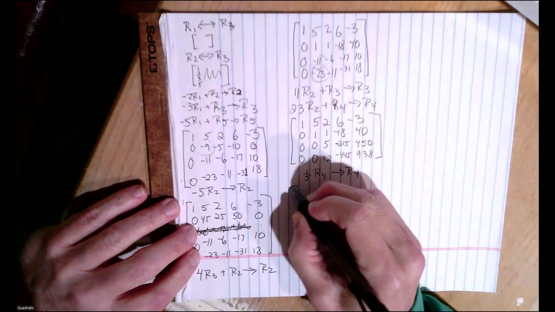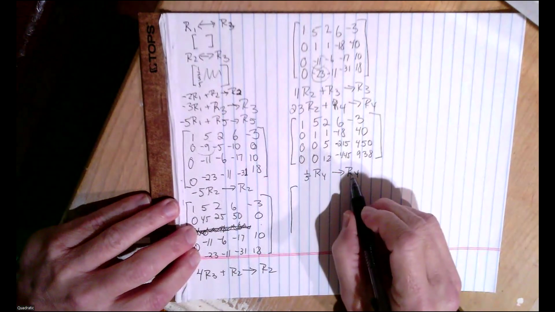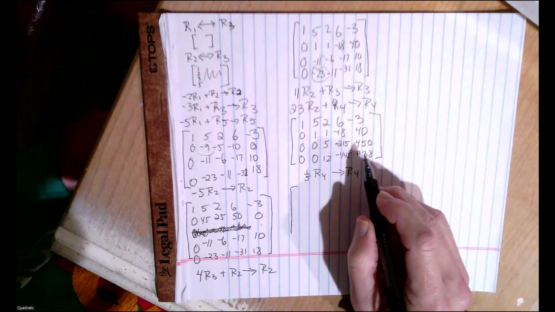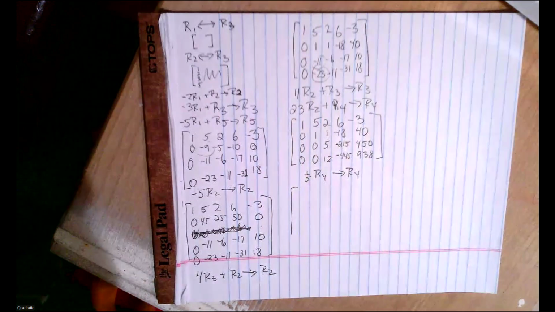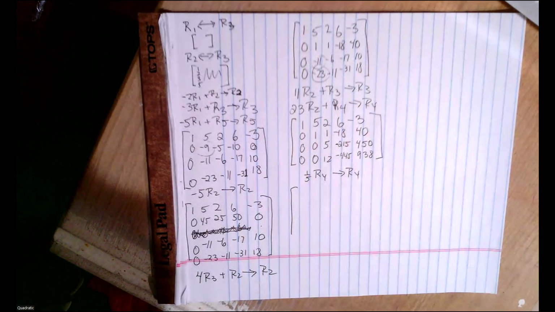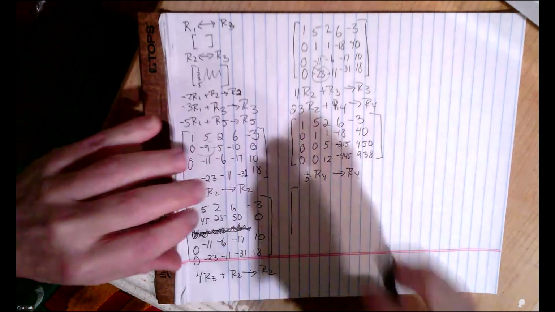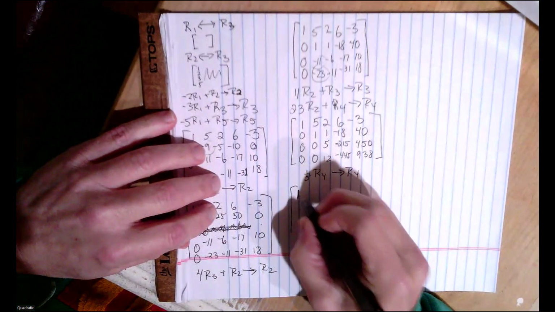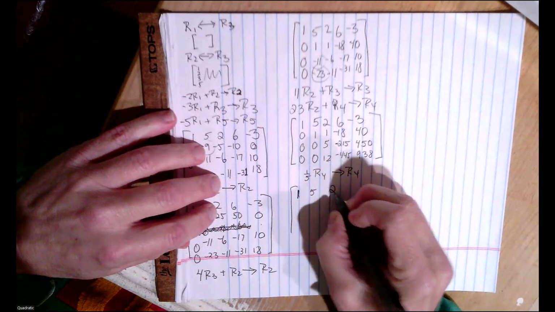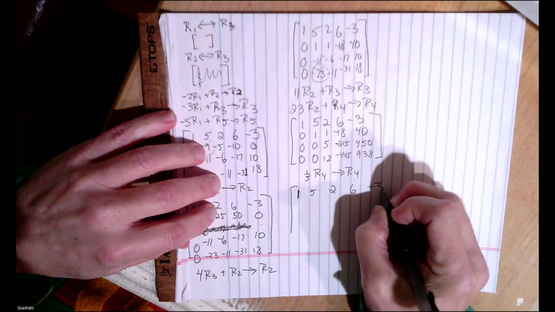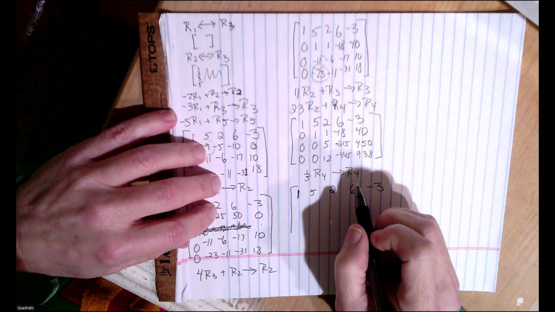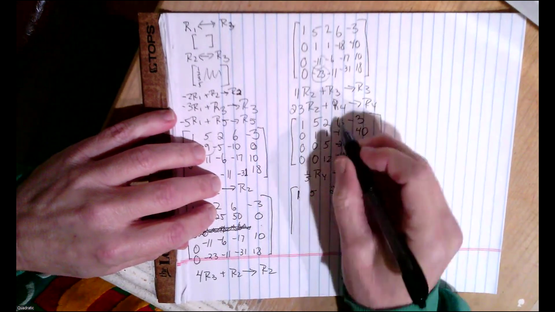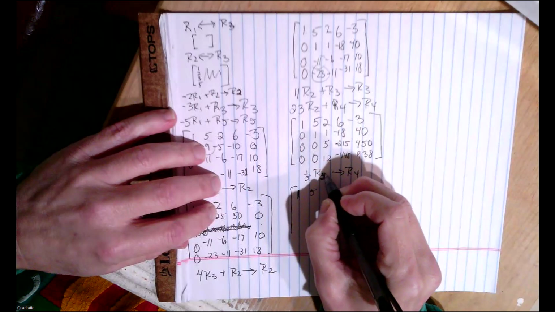So what do we have here? Only row four is changing, which means the other rows just get copied over exactly straight. So let's just do it. 1, 5, 2, 6, -3. And the only one that's changing, what is it? Oh, that should be row three. I just realized that should be row three. Sorry about that.